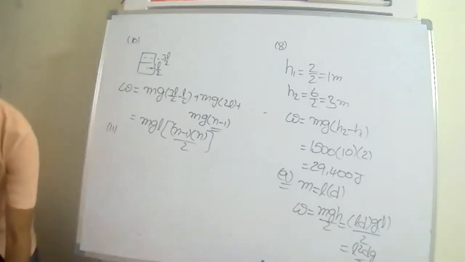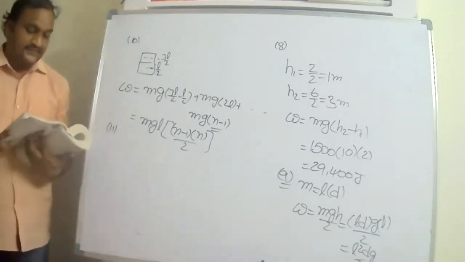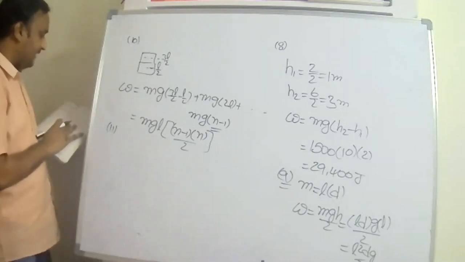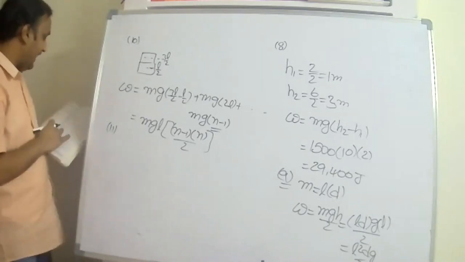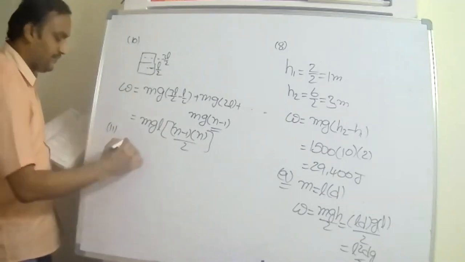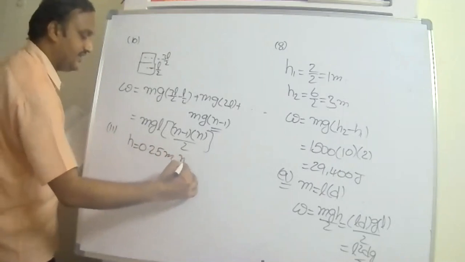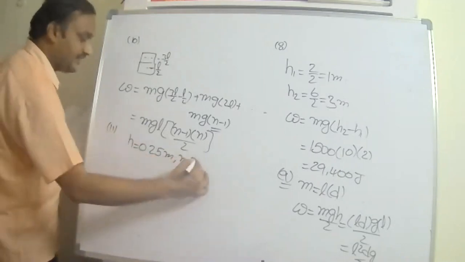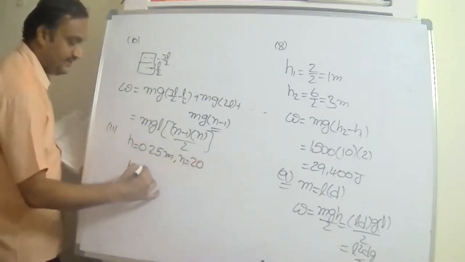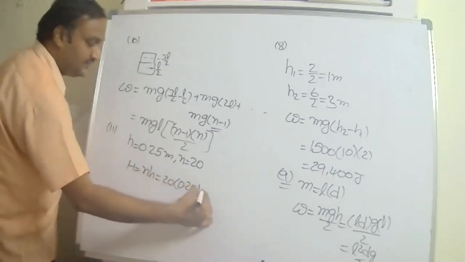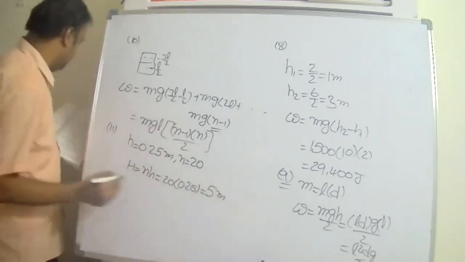Next, a person of mass 50 kg carrying a load of 20 kg on his head moves upstairs. The height of each step is 0.25 meters. Each step is 0.25 meters. The number of steps is 20. So total height is nh. So 20 into 0.25, that is 5 meters upward he moved.